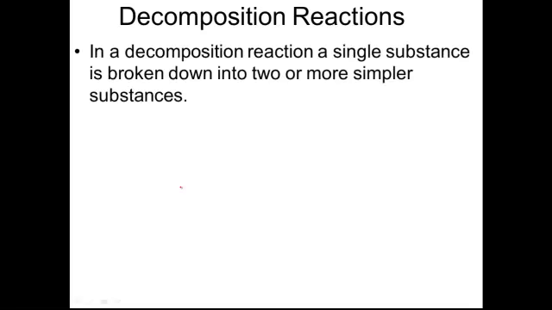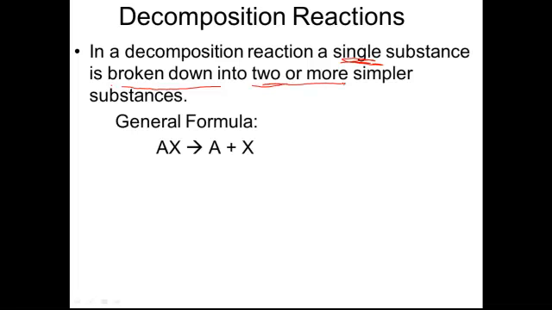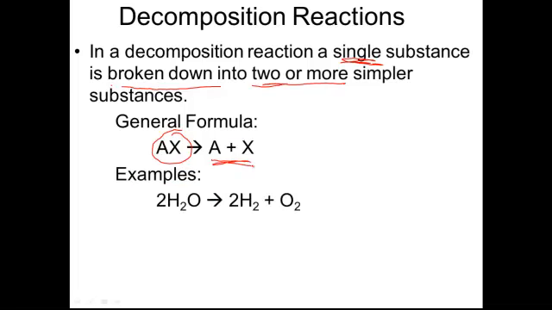Okay, now when I said single and double replacement went together, that kind of makes sense. Synthesis and decomposition go together because they're basically opposites of each other. Synthesis is you're making something. In a decomposition reaction, you're starting with a single substance and it's broken down into two or more other substances. So in this case, we're starting here and we're ending with two or more things. So it's basically the opposite of a synthesis reaction. So a couple of examples of that is basically that same reaction from before.